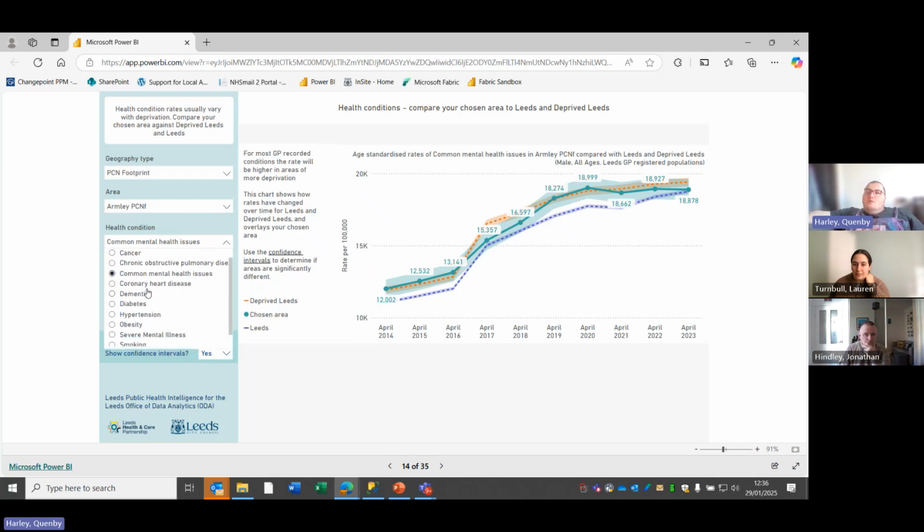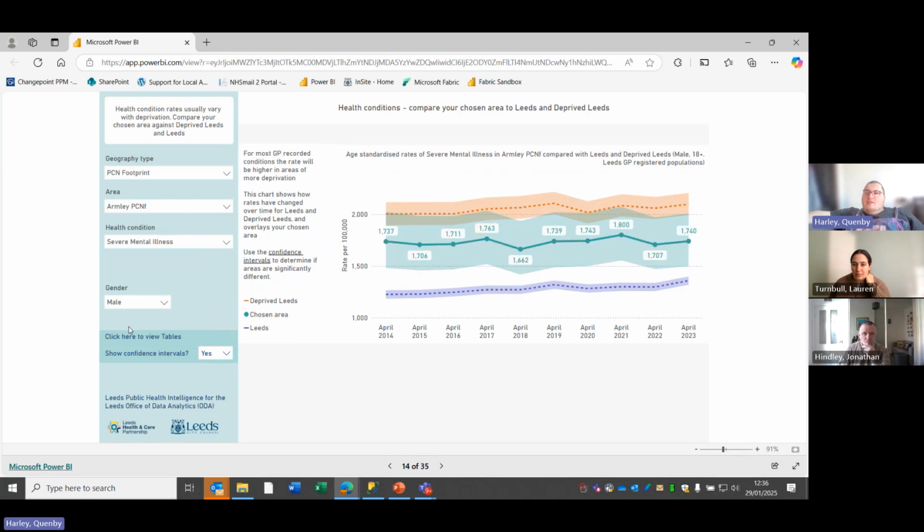And then I can say, okay, well, I wonder what the severe mental illness rate looks like. Oh, that's a different picture. So that's significantly higher in Armley. It's more variable in Armley, the severe mental illness rate amongst men is significantly higher than it is in Leeds. It seems to be a bit more variable, which you might expect because it's a smaller population, which means that you generally have a bit more variability in results. Okay, so that's a bit of a different picture.